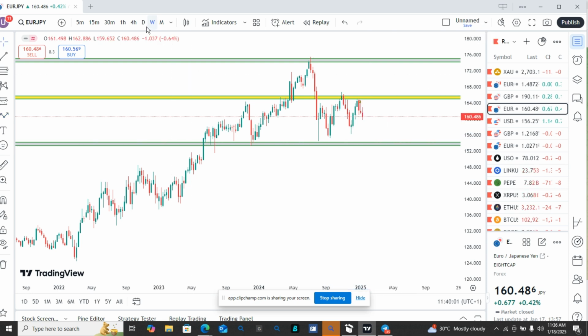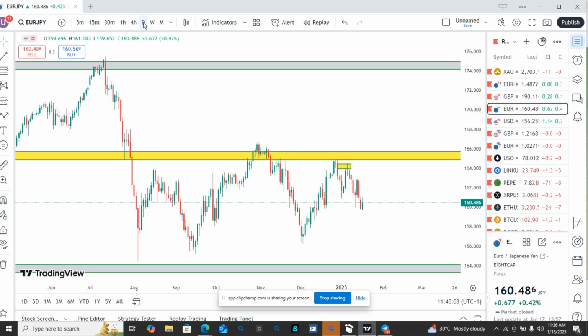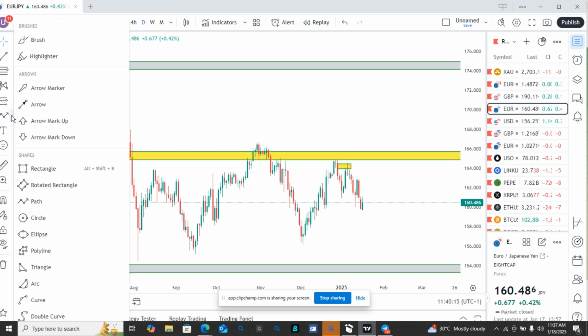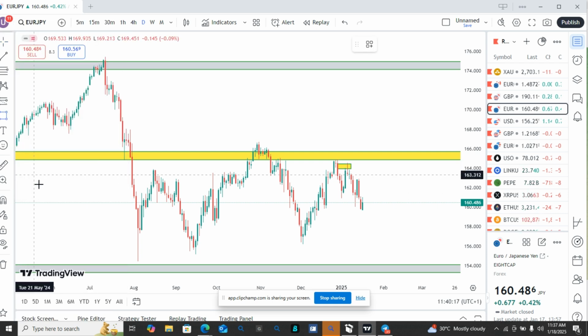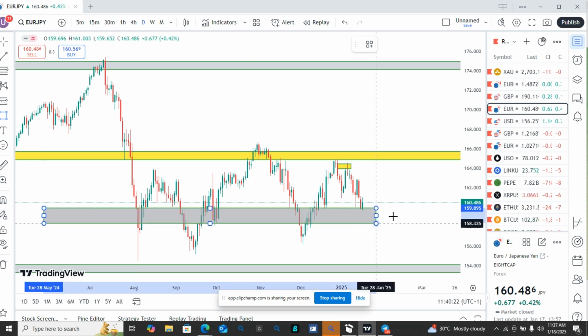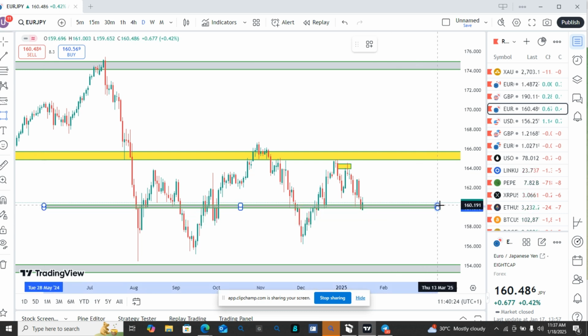So let's go down to the daily time frame for further analysis. This is the daily time frame. What do you see? You can see that price is at a daily support level. Let me show you, let me highlight it. All right, that is it. Price is currently at this zone, the daily support level, trying to see if it can break it.